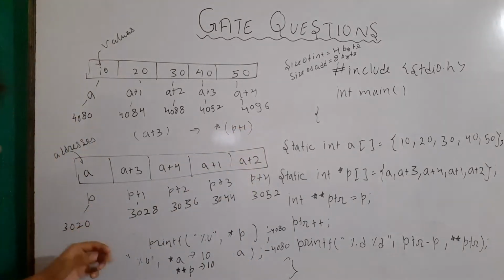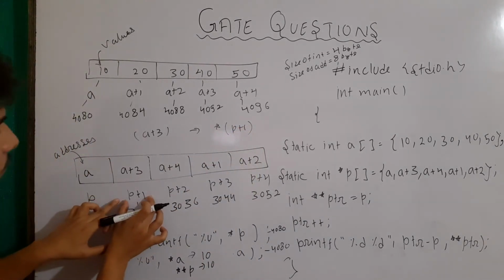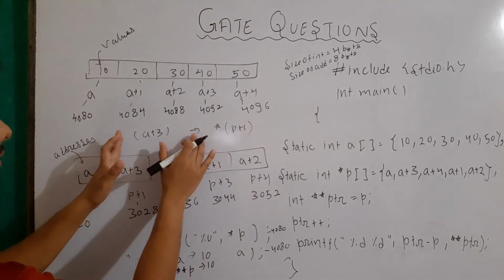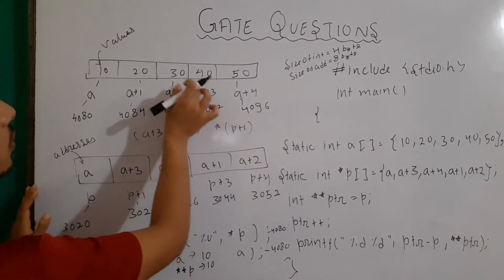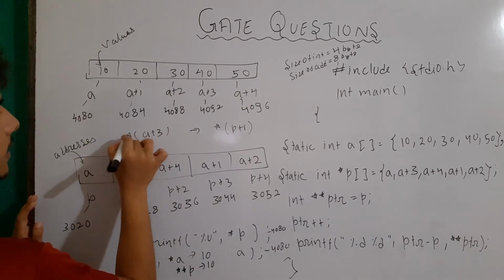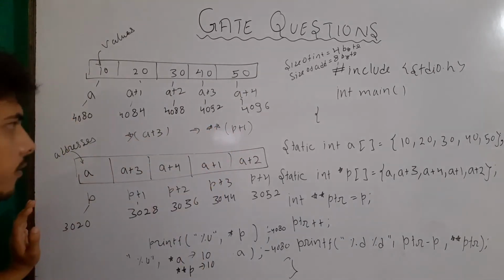Now why asterisk of p plus 1? Because asterisk of p plus 1 will tell me what address it is holding, and it is holding a plus 3, right. So both will be pointing to the same memory location now. And if I want to access the value present at this address, a plus 3, then I can write here asterisk and here a double asterisk, okay.